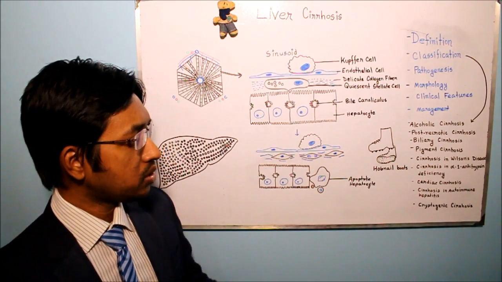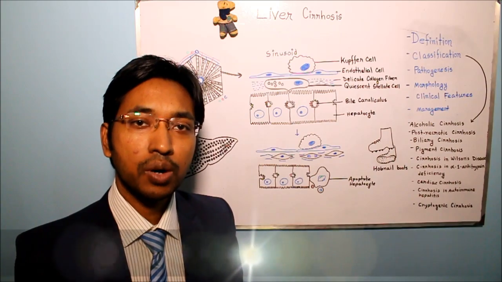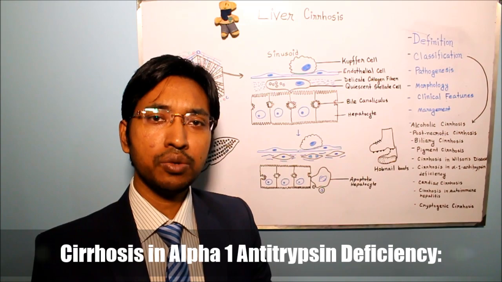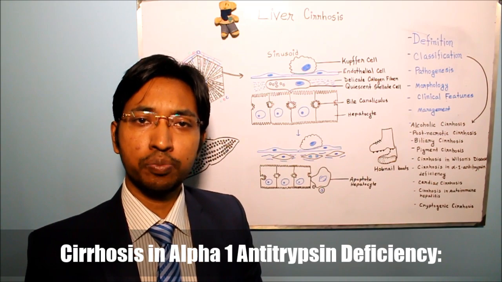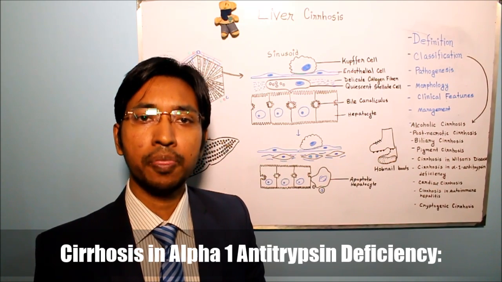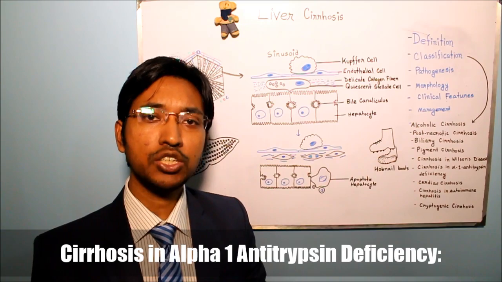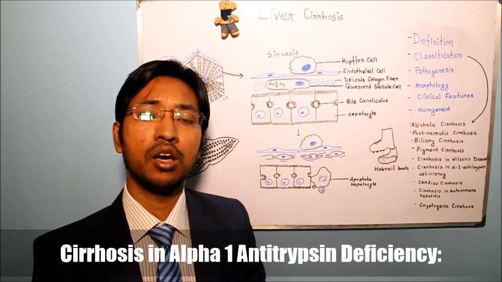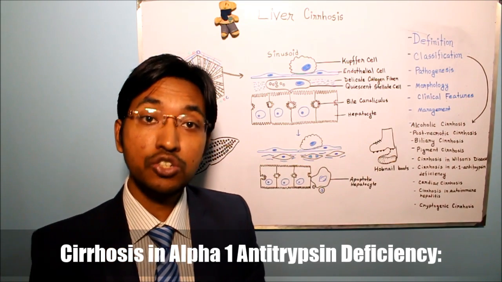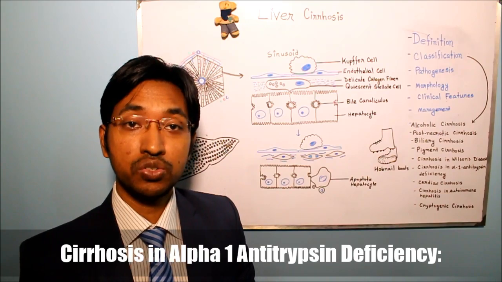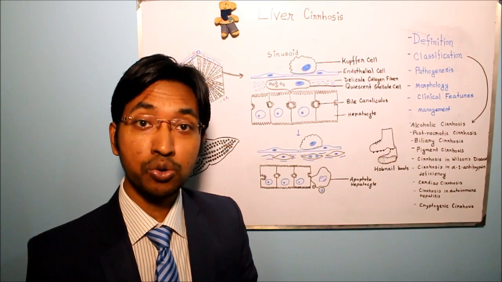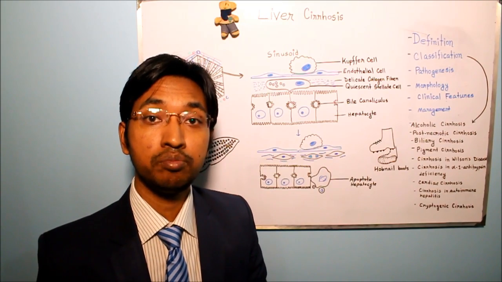The next type was liver cirrhosis in alpha-1 antitrypsin deficiency. Now always remember, alpha-1 antitrypsin is a glycoprotein that is produced inside the rough endoplasmic reticulum of hepatocytes. Its function is to act as a potent protease inhibitor. Alpha-1 antitrypsin deficiency is an autosomal recessive disorder. In this disorder, there is defective protein folding due to gene mutation.